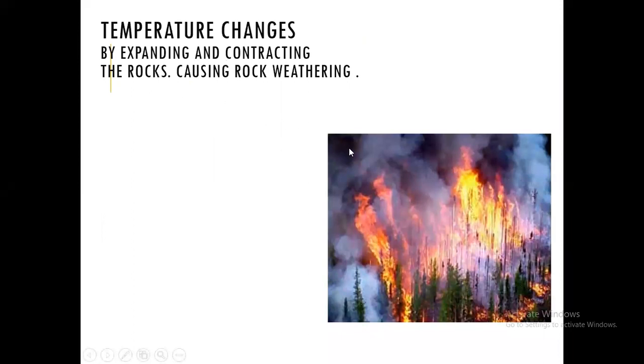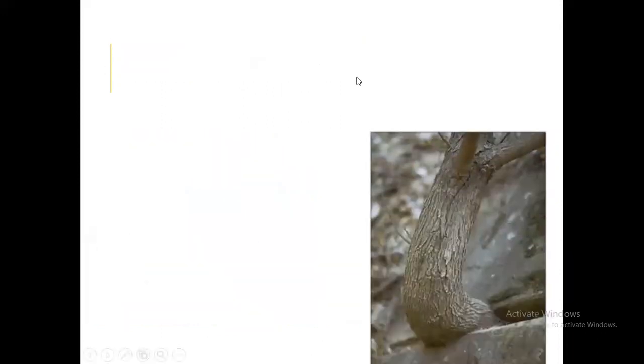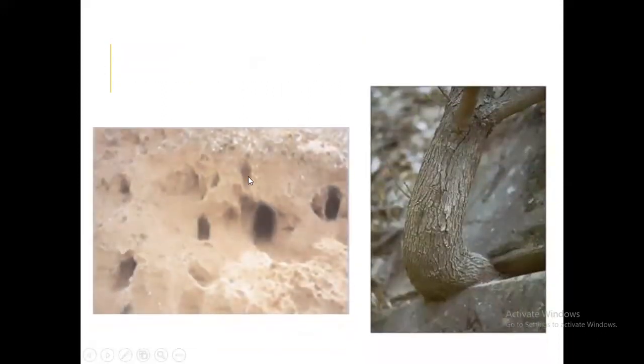It makes the rocks eventually split. Temperature change also affects rock. When the sun rises and the weather is hot, the rocks expand. At night, the rocks contract. Morning, expand. Night, contract. The expanding and contracting of the rock finally makes the rocks weaker and weaker, and weathering occurs and the rocks are broken down.